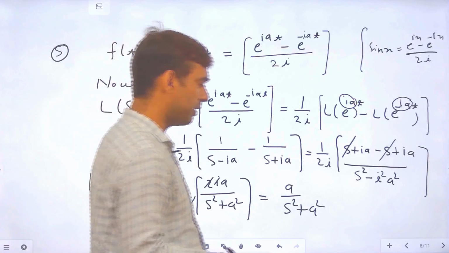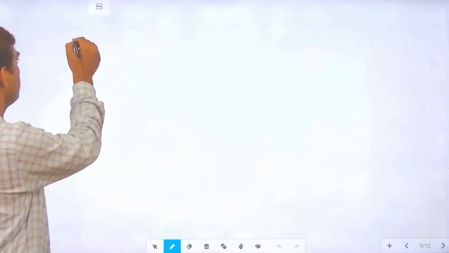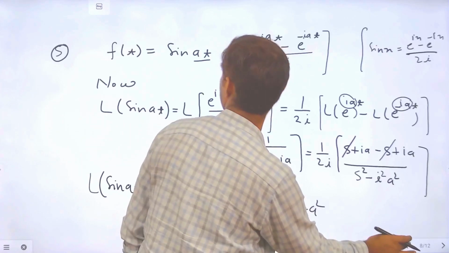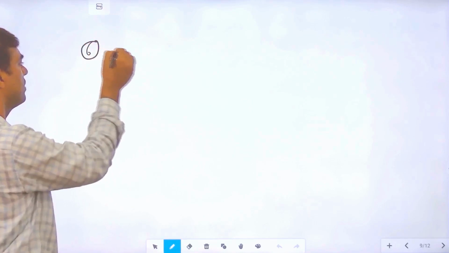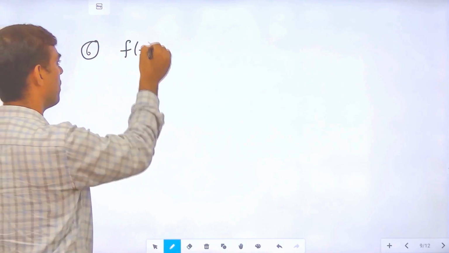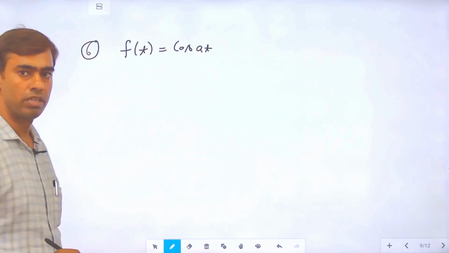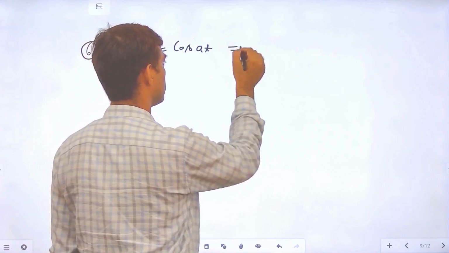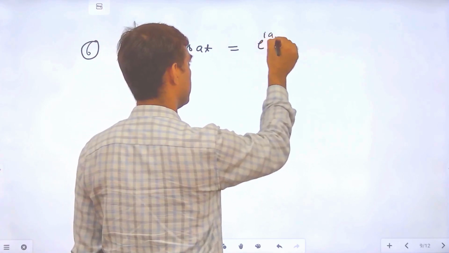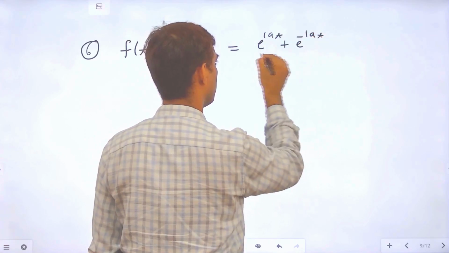In a similar manner, we are also able to find the Laplace transform of the next elementary function. Is this the fifth or fourth? This one was the fifth one. So the sixth elementary function is f(t) equal to cos at. Now how do we find the Laplace transform of this one? Again, we may write this as e to the power iat plus e to the power minus iat upon 2.